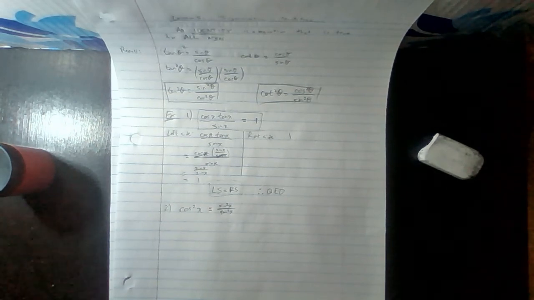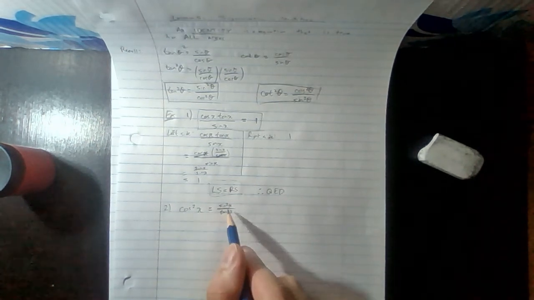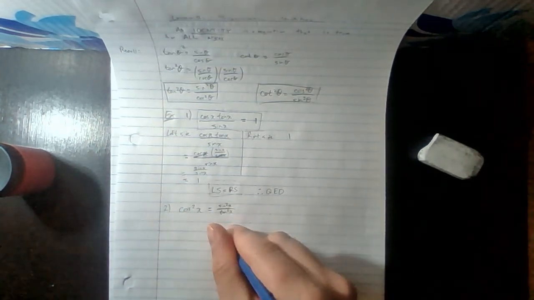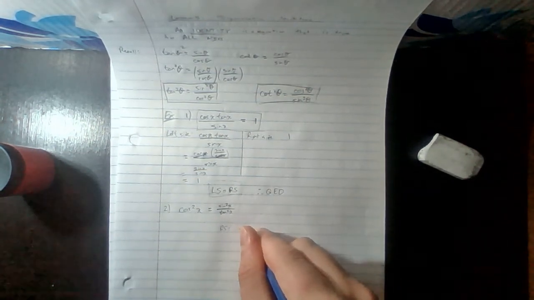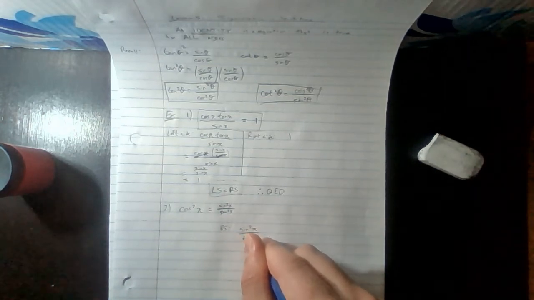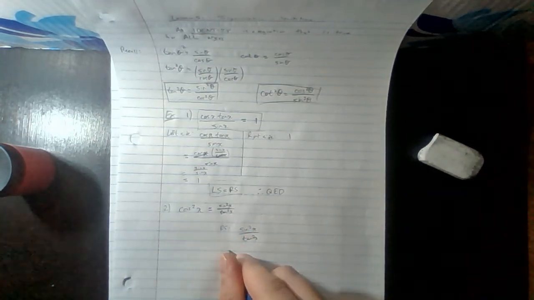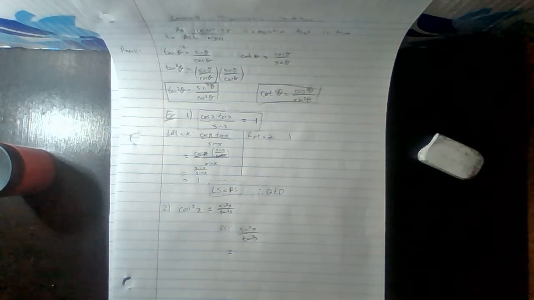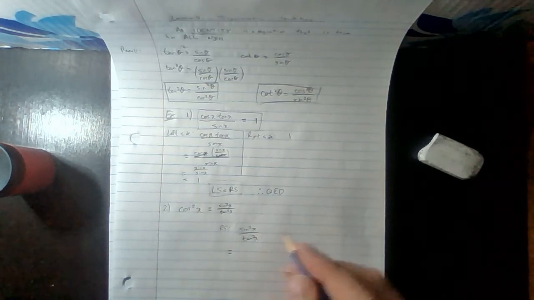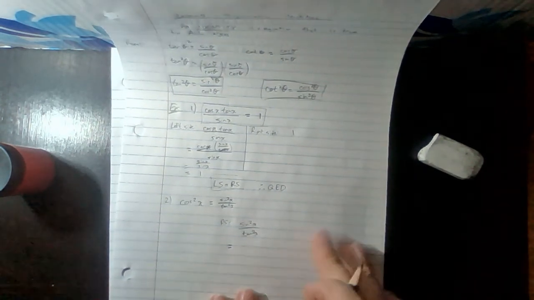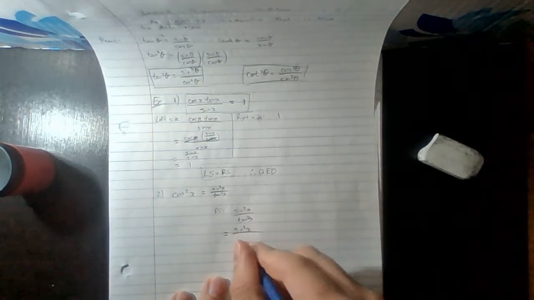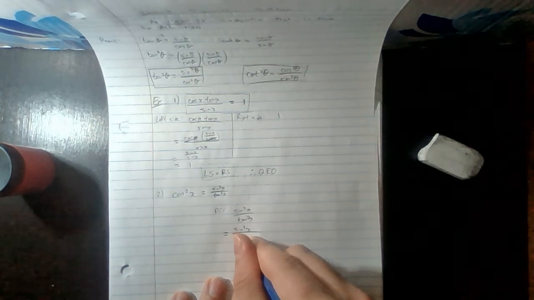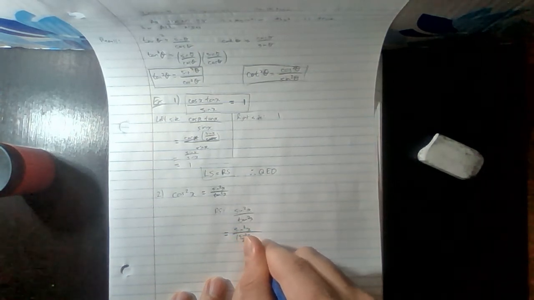So again, we're going to start off with our more complicated side. That is our right side. So our right side, sine squared x over tan squared x. We're going to, again, change everything into sine and cosines. Sine and cosines are easier to use than using sine, cos, and tan. So tan becomes sine x over cosine x, squared.